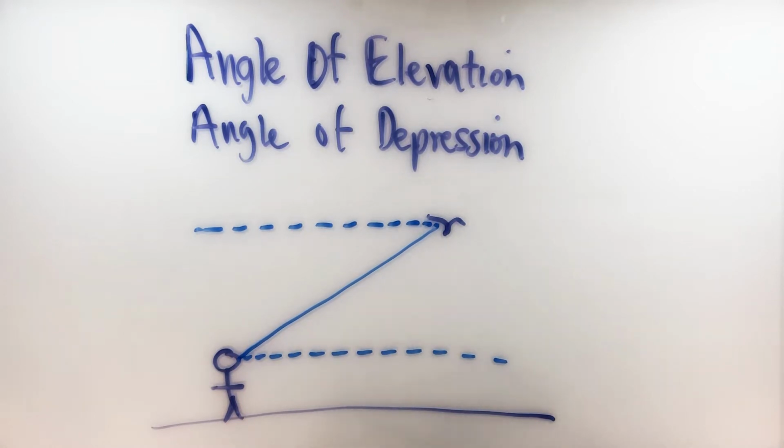You might think elevate means up or rising, and depress means down. You might think the bird is up in the air, so that's an elevation, and the person's on the ground, so that's depression. It's not quite right.